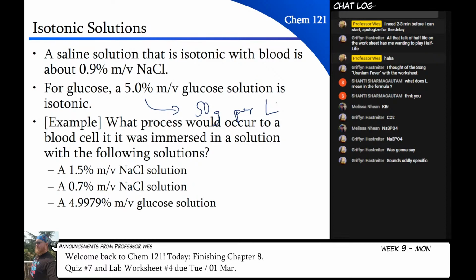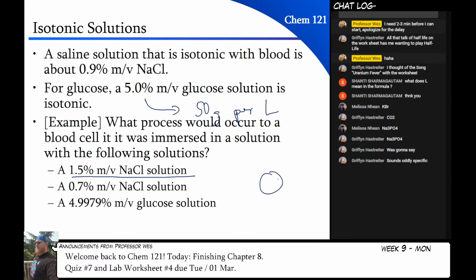Now, your body is not super sensitive to this. So if I am only off by a little tiny bit, you're going to be okay. But let's suppose that I was trying to do analysis of solutions with these preps here. I'm going to put blood in a 1.5% solution.